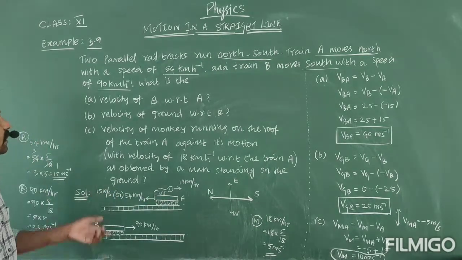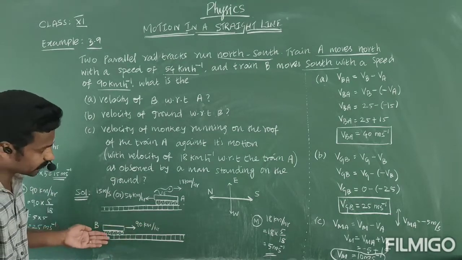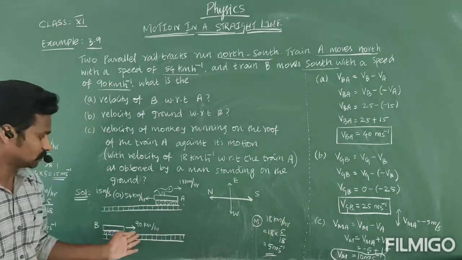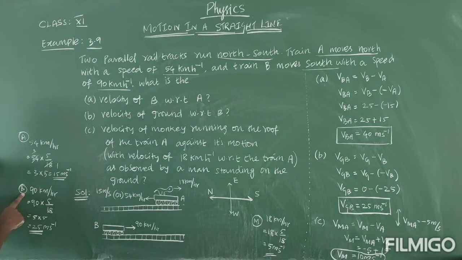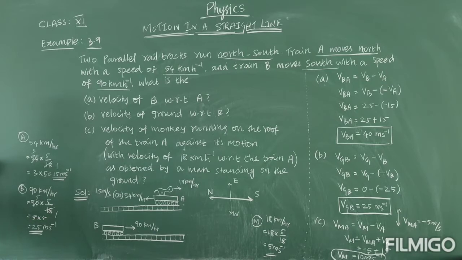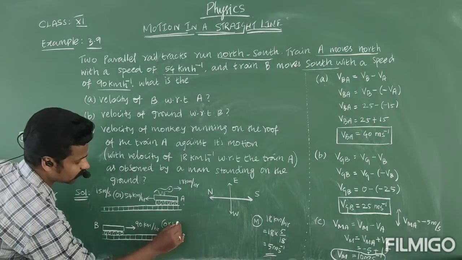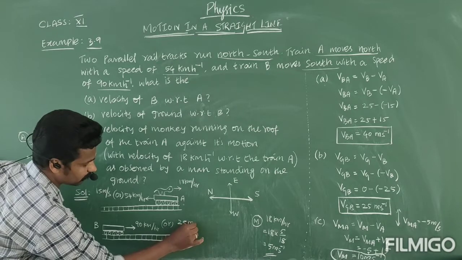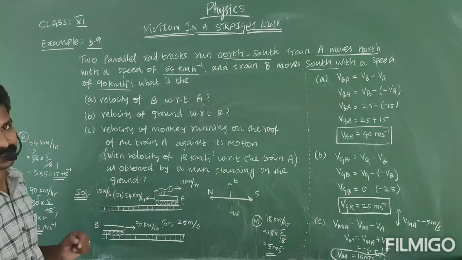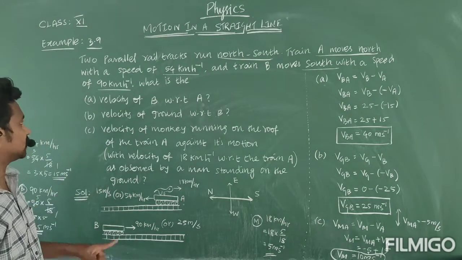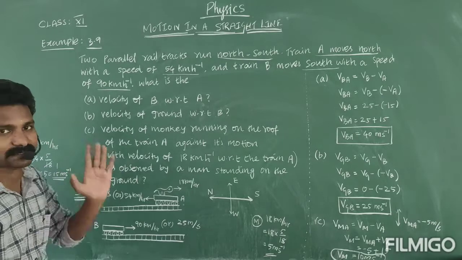Like that, train B is moving towards the south direction with the speed of 90 km per hour. It is converted into meter per second, multiplication of 5 by 18. Here one time, here 5 times. So 5 into 5, 25. So 90 km per hour is 25 meter per second. That is the speed of train B. This is the situation. In this situation, they will ask some questions, so we discuss one by one.